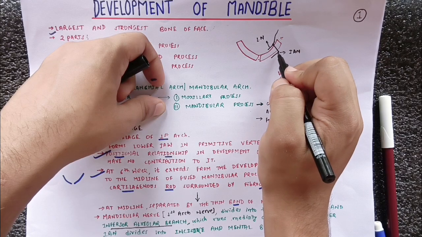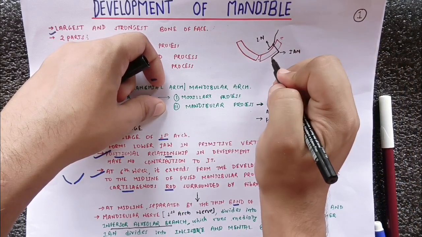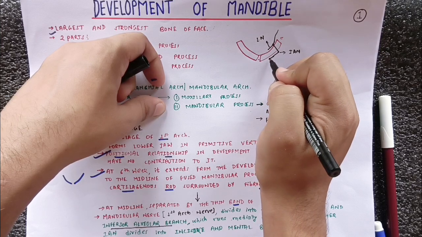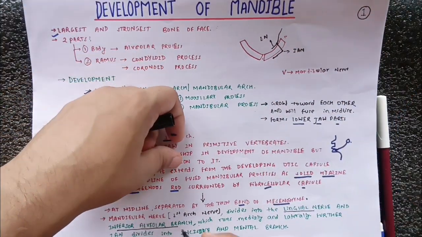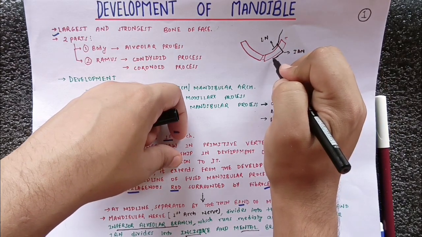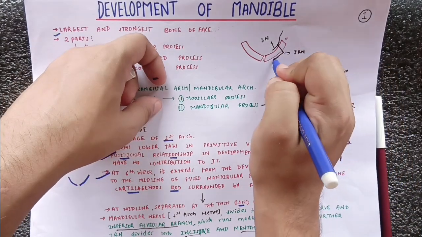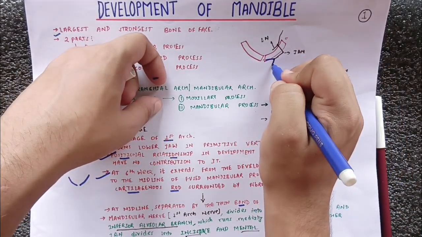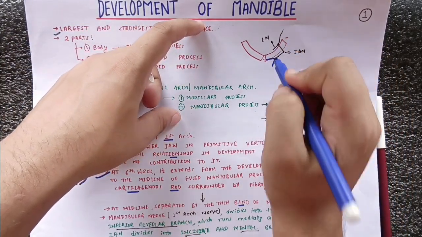When the inferior alveolar nerve moves further towards the midline, it again divides into two divisions, which I will be discussing. As I have written here, it gives the incisive and the mental branch. So here again it gives two branches: one is the incisive branch, another is the mental branch. Just remember this diagram, this is so important.